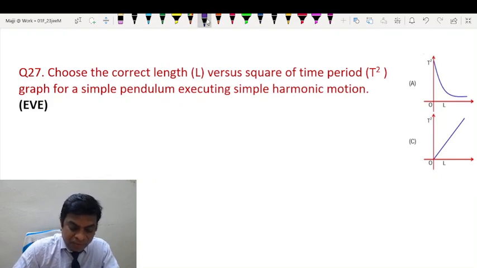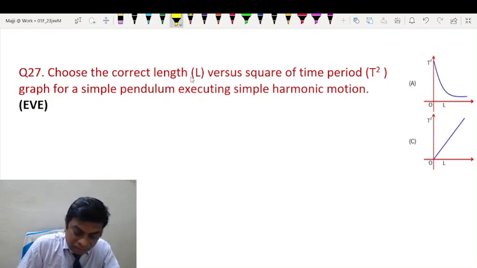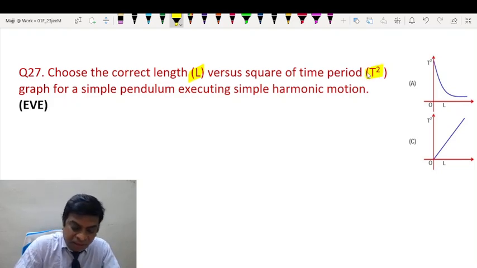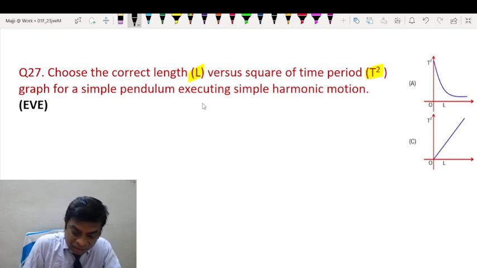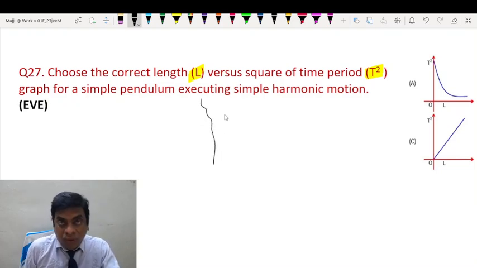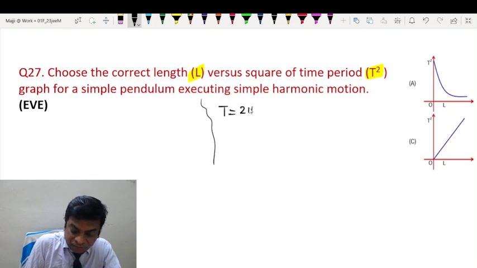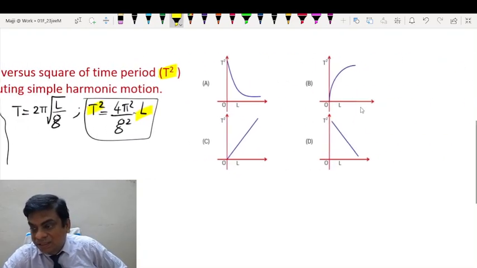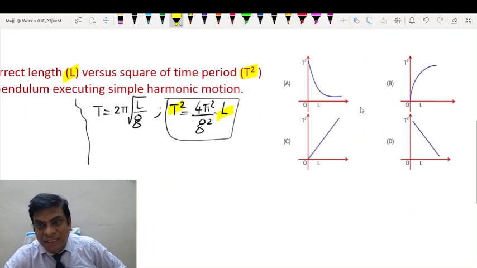Okay. Then the first step will be to establish a relation between the two quantities between which the graph has been plotted. As you can see, the graph is plotted between T square and L. So let us establish a relation. Most probably we all know this formula. Period of oscillation of a simple pendulum is this. So if you square both sides, we can have T square equal to 4 pi square by g into L. Okay. This is the relationship between the quantities T square and L, which have been plotted along y and x axis respectively.